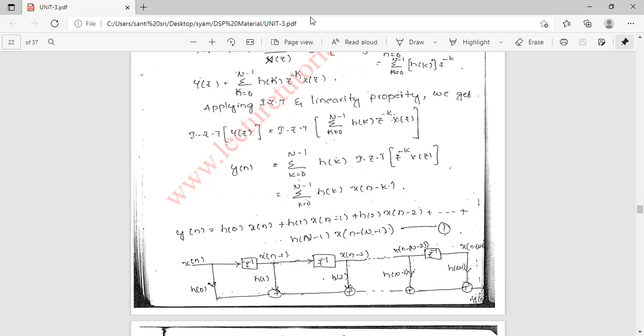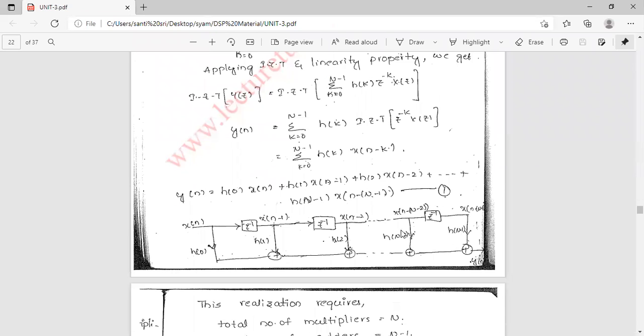y of n is h of 0 into x of n plus x of n minus 1 into h of 1 plus x of n minus 2 into h of 2, and up to x of n minus 2 into h of n minus 2, and finally x of n minus 1 into h of n minus 1, like this. So this is the structure of the above equation.